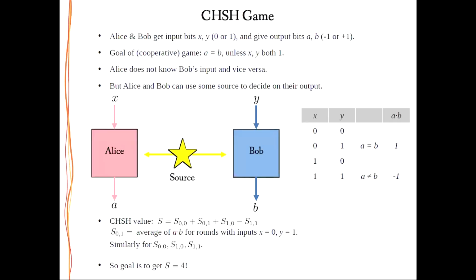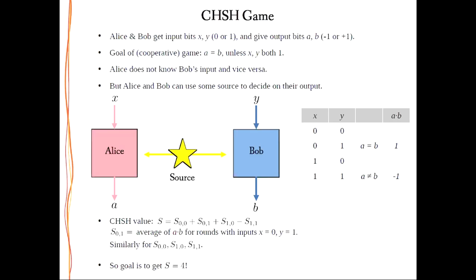Are you only subtracting it to get rid of the negative sign? Yeah, because the rule of the game is that you should not get the same output in this case, where the inputs are both 1, you should not. So in order to capture that, we put a minus there. Right? Because if you were to win this game every time, then S would be 4. And if you don't win it every time, it will be slightly less than 4. So the goal is to get a high value of S.